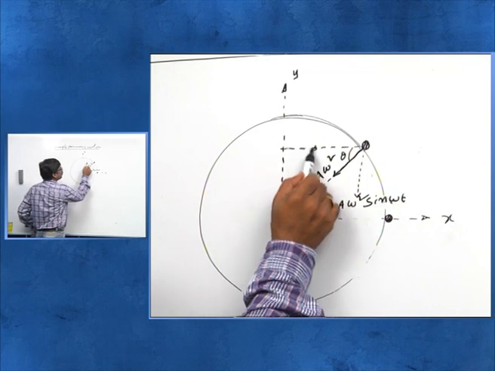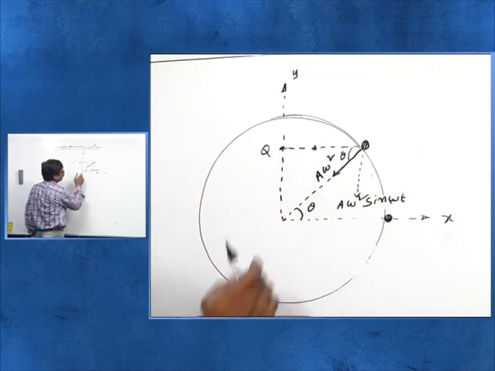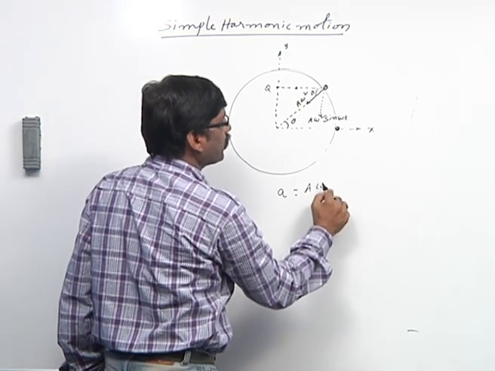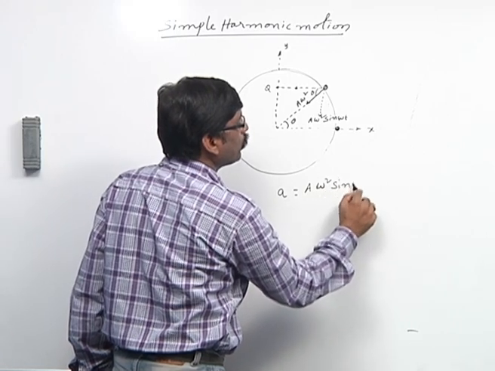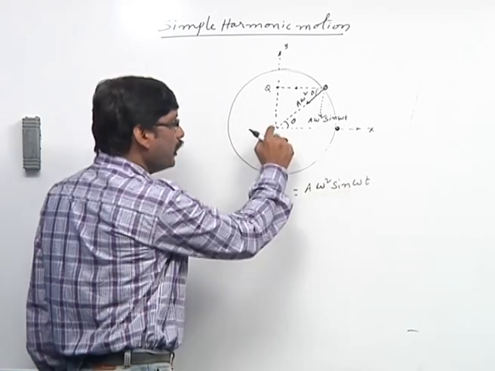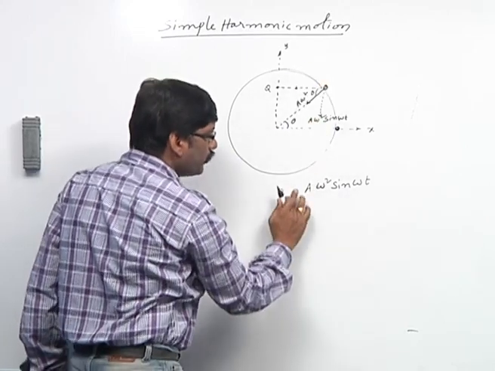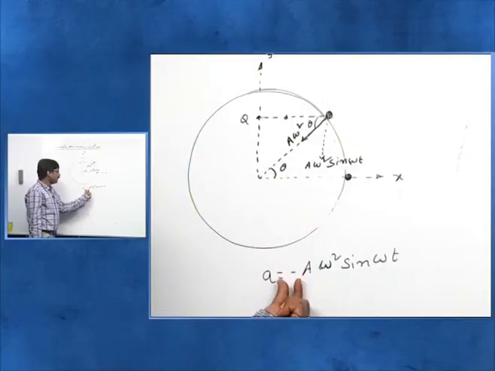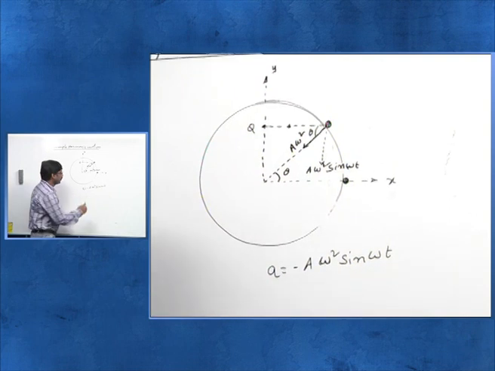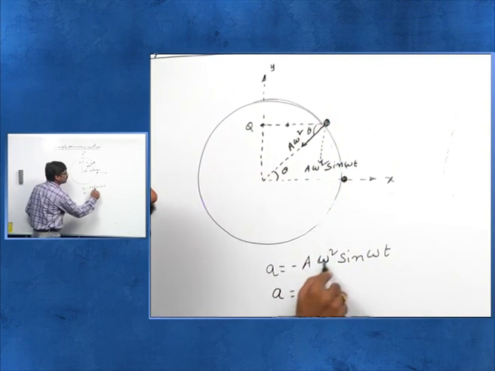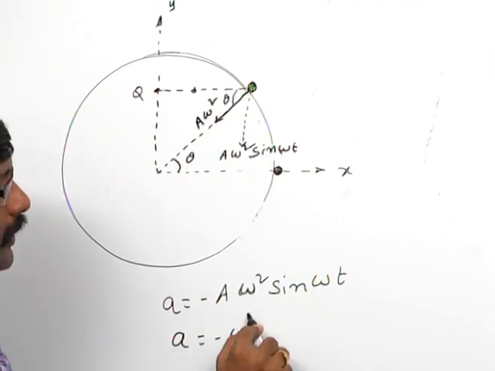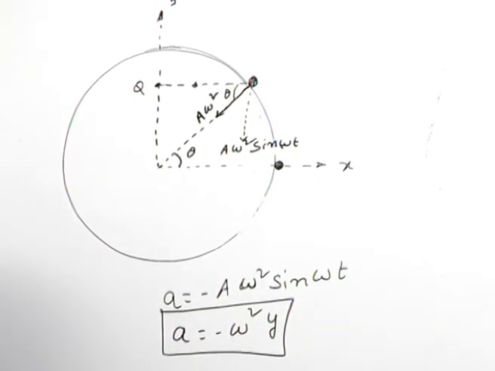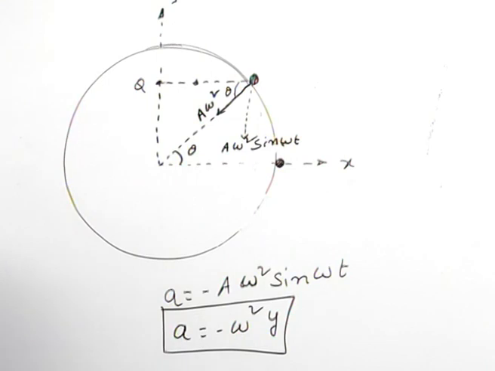That is the acceleration of Q, a omega square sin omega t, and when it is moving up, the acceleration is down, so minus. The acceleration a is equal to minus a omega square sin omega t. But we know that a sin omega t is y, so a is equal to minus omega square y, which is a very, very important condition for SHM.